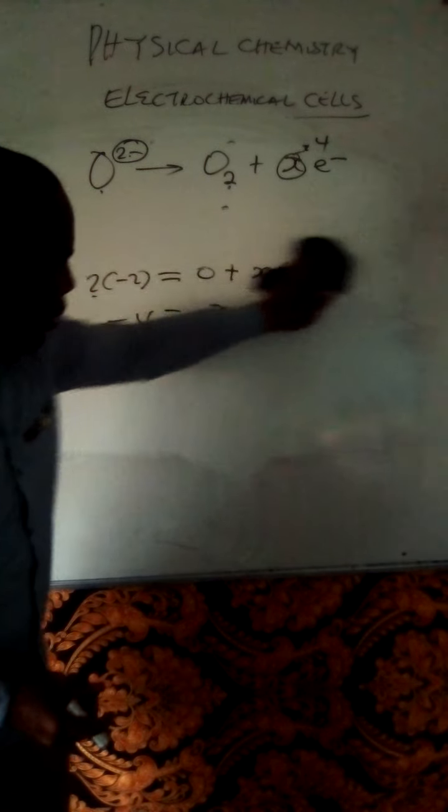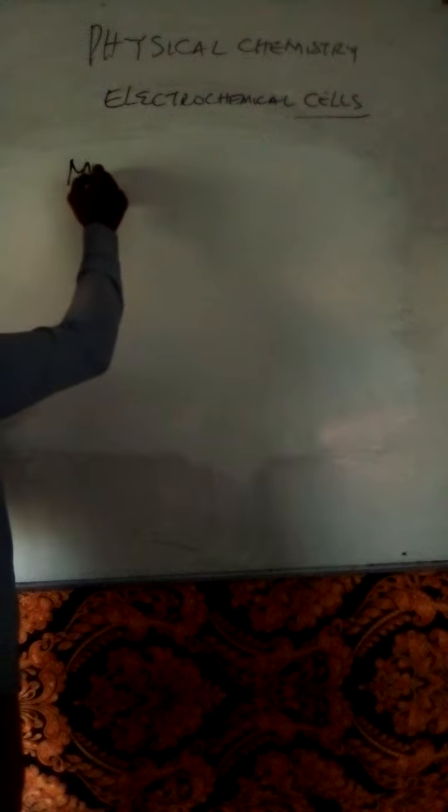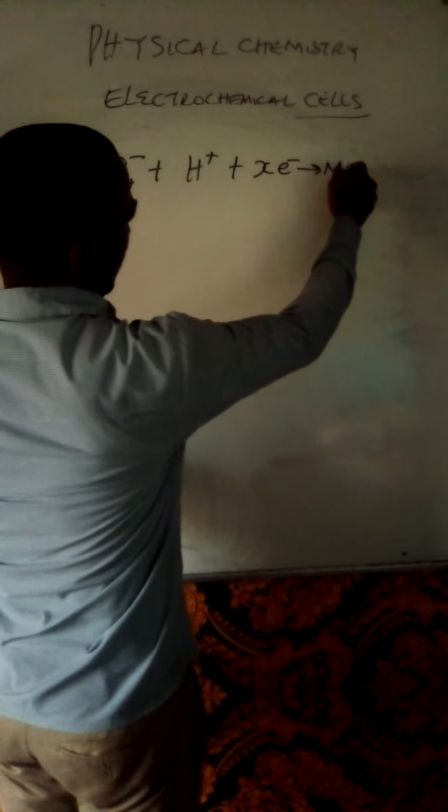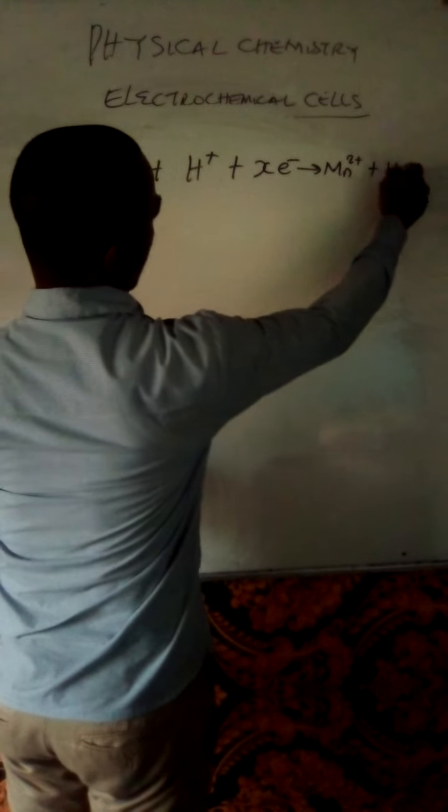Now we'll take a bigger example again, whereby we have MnO4 minus, the permanganate ion, plus hydrogen ion, then plus S moles of electrons giving us manganese 2 ion plus water. We have to balance this half cell equation that involves reduction because of electron gain, that is reduction. So what do we do?